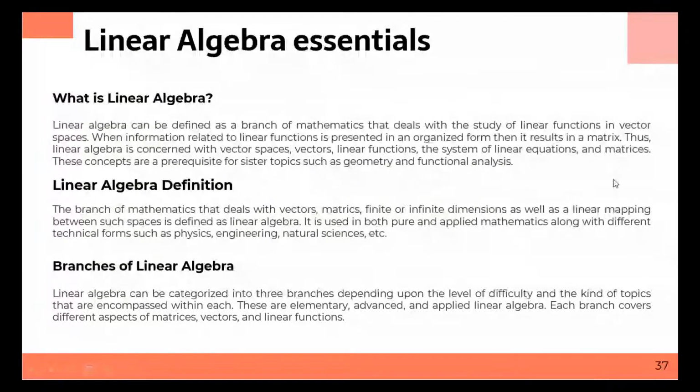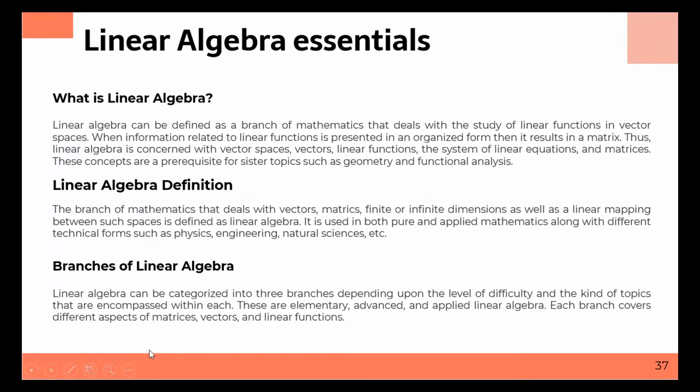Branches of linear algebra can be categorized depending on the levels of difficulty and the kind of topic: elementary, advanced, and applied linear algebra. So there are different types of linear algebra that we should be studying. Each branch covers a different aspect of matrices, vectors, and definitely linear functions. All these three will work together whenever you try to analyze a model in machine learning. Alright.